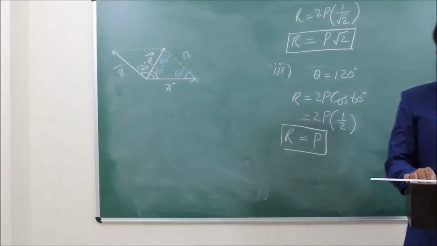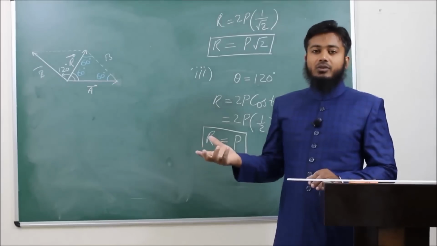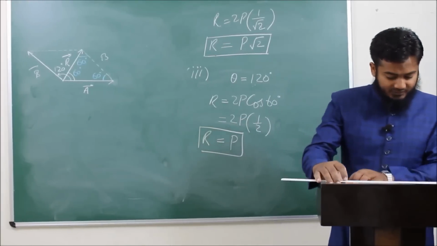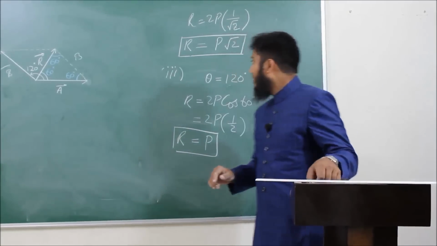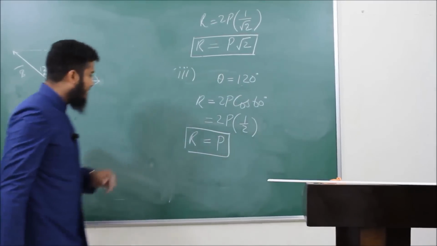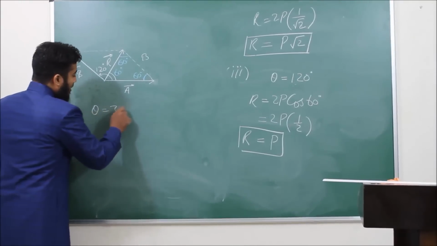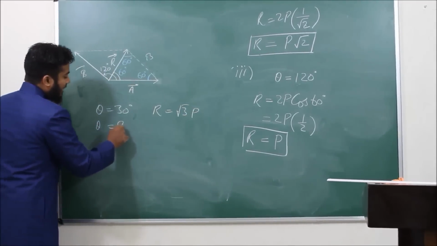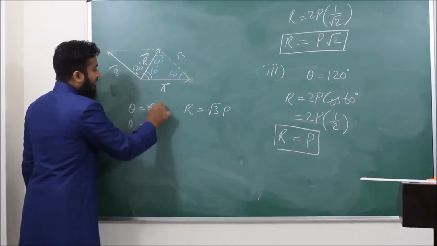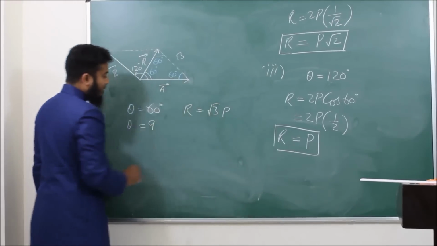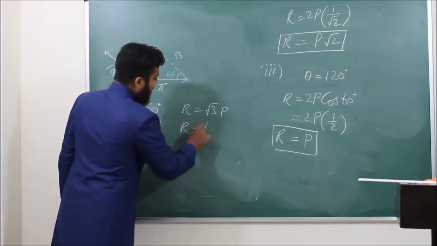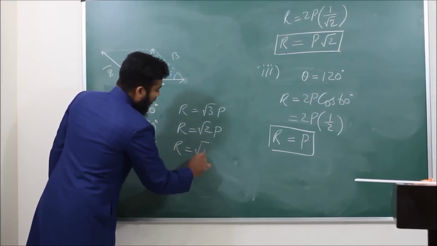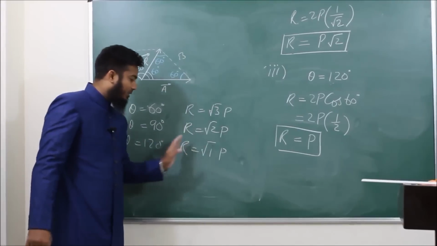So these are some important cases. When you solve the questions, these cases become very handy. They serve as shortcuts. And you can draw some pattern. When the angle is 60 degree, sorry, the angle is 60 degree, resultant is under root 3p. When the angle is 90 degree, resultant is under root 2p. And when the angle is 120 degree, resultant can be under root 1 times p. So under root 1 is 1, so R is equal to just p.